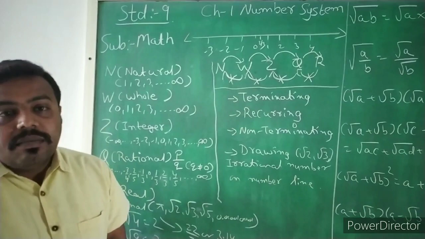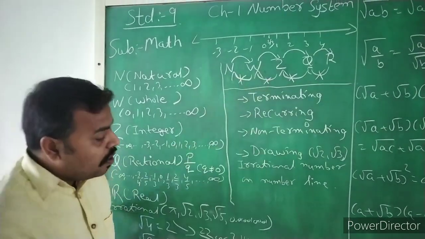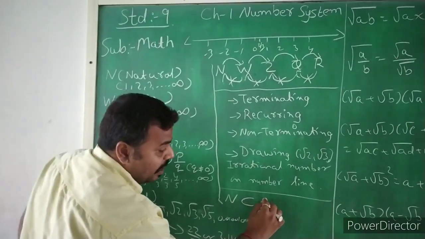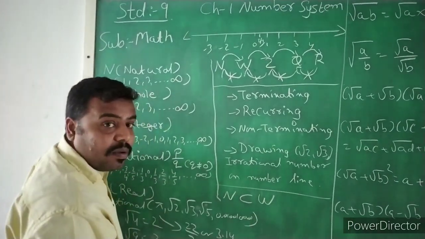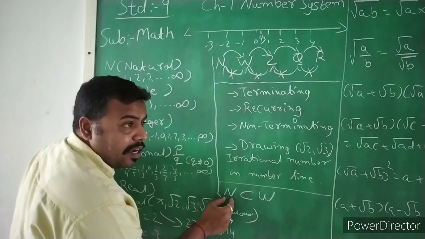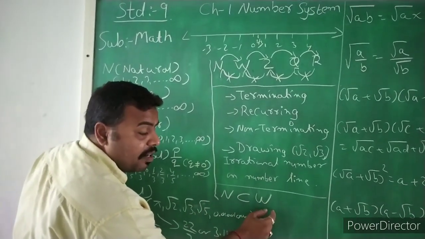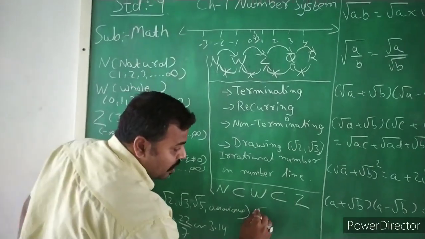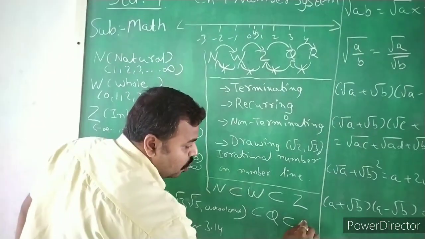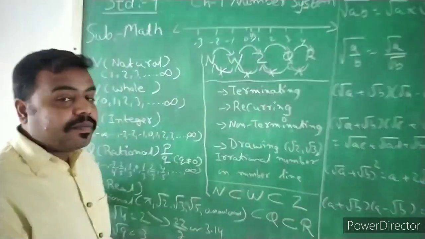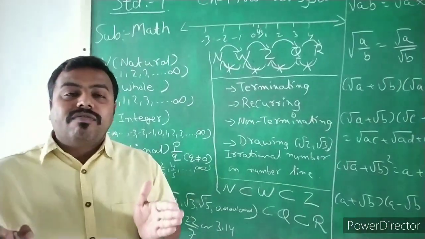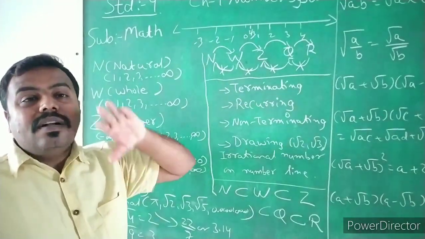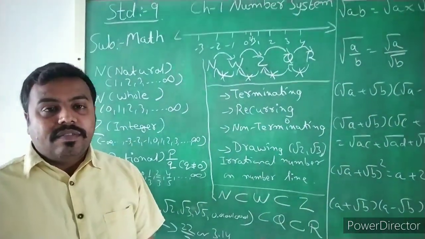Means you have to remember this order, or in short we can summarize like this: N, natural number, is a subset of whole numbers. Means every element of natural numbers can be considered in whole numbers. Whole number is a subset of Z, that is integers. Z is a subset of Q, Q is a subset of R. This is the basics of number system. After understanding this concept, you will be able to solve exercise 1.1.